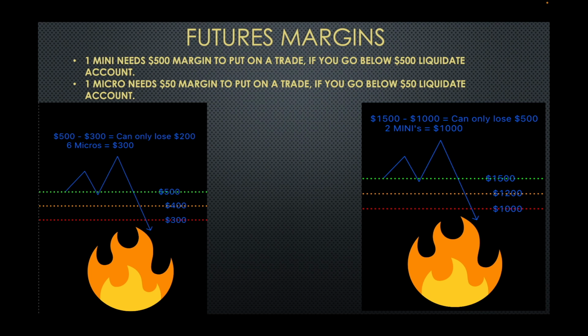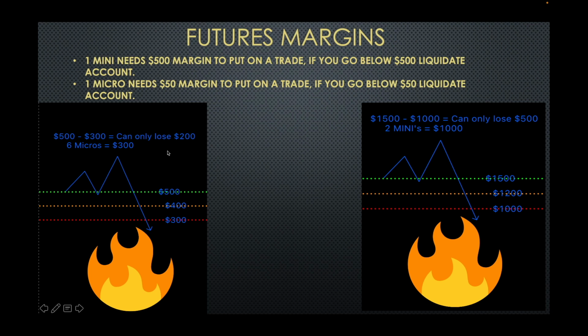So that's why futures get a bad rep, because even though you have $1,500 in your account, you're only trading 2 mini contracts. That margin is what kills you in futures. You need to keep and maintain that $1,000 as long as you're in that trade. You can get out of this trade at $1,025. That's fine. You get out, you're still good.